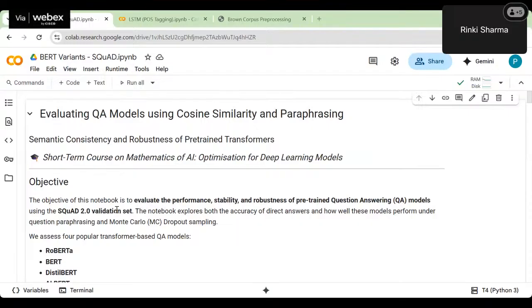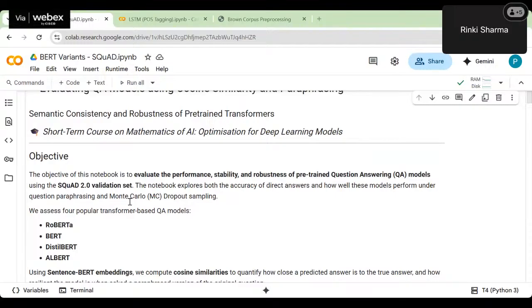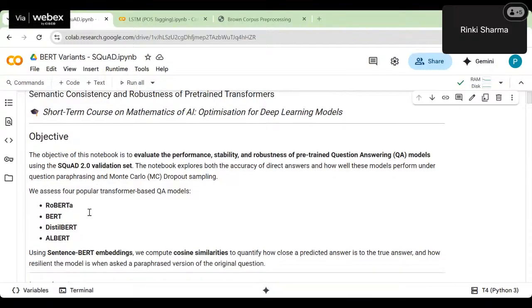In this notebook, we consider a very famous dataset, the SQuAD 2.0 dataset. This is the modified version of the SQuAD dataset, which consists of answerable as well as unanswerable questions given a context. In this notebook, we will deal with basically 4 variants of BERT model. First one is RoBERTa, second one is BERT-base, DistilBERT, and ALBERT. So let us start with the coding part.